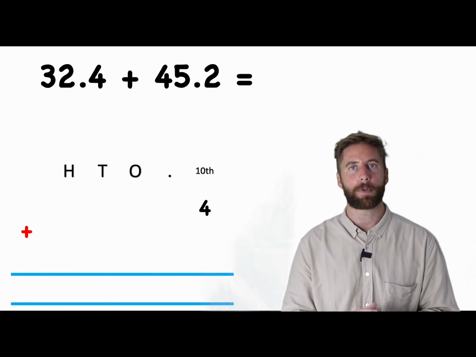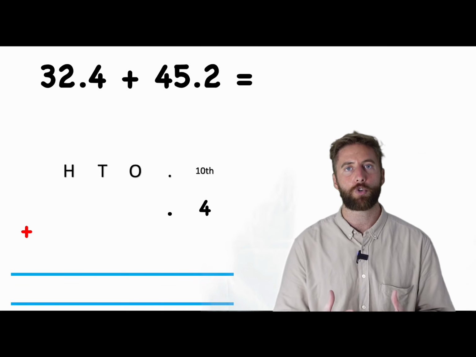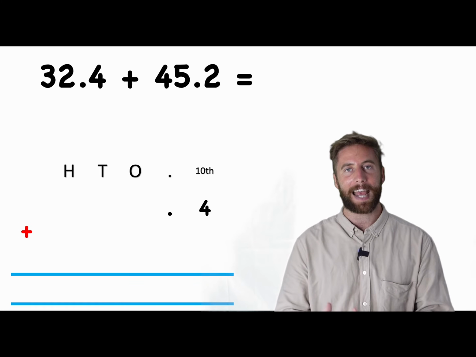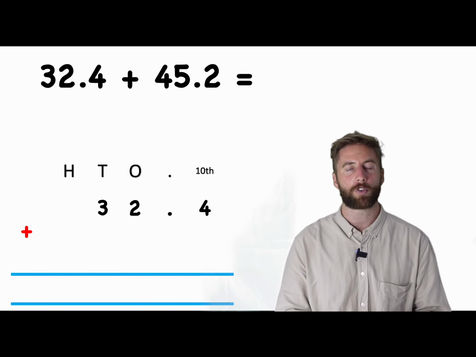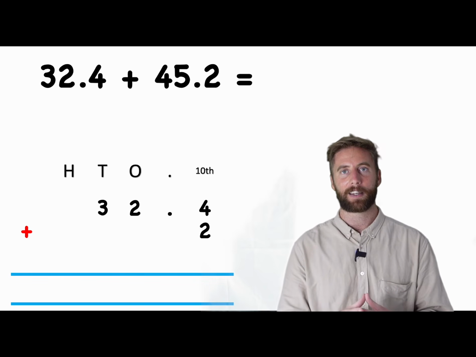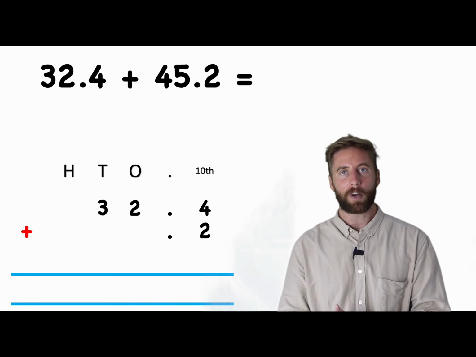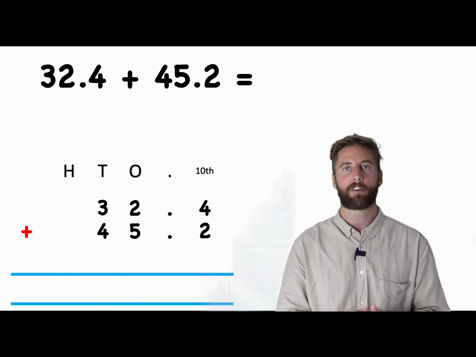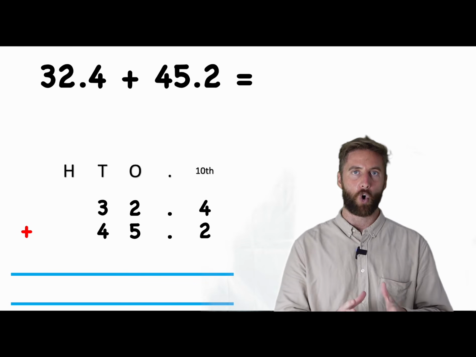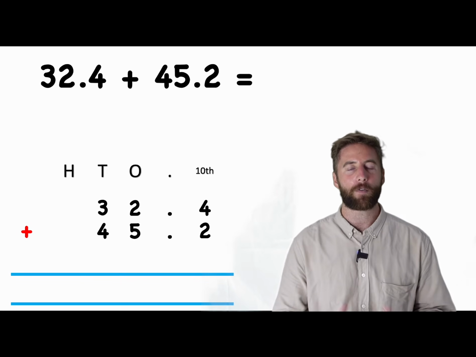Okay, so let's put our numbers in the correct places. 32.4, I have 4 tenths. I'm going to put my decimal point in the correct place. I have 2 ones and I have 3 tens. In my 45.2, I have 2 tenths. I'm going to put my decimal point in the correct place, 5 ones and 4 tens. And now I'm ready to begin.